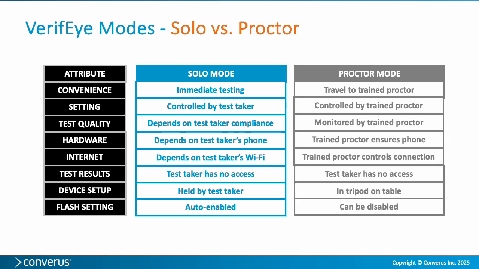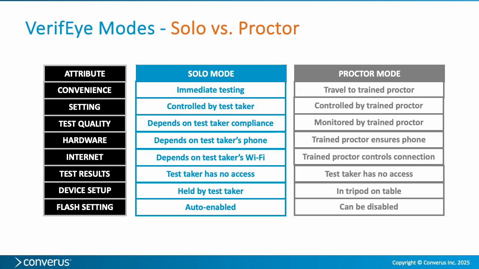Quality also depends on the phone used. Solo mode is limited by the examinee's phone, which could be low quality. A proctor can use a newer phone with a high-resolution camera. In solo mode, the test experience will depend on the person's Wi-Fi or internet connection. A proctor can ensure a strong, more reliable connection. In solo mode, the test taker cannot access test results, and they must be informed later. In proctor mode, results are quickly available in the dashboard.